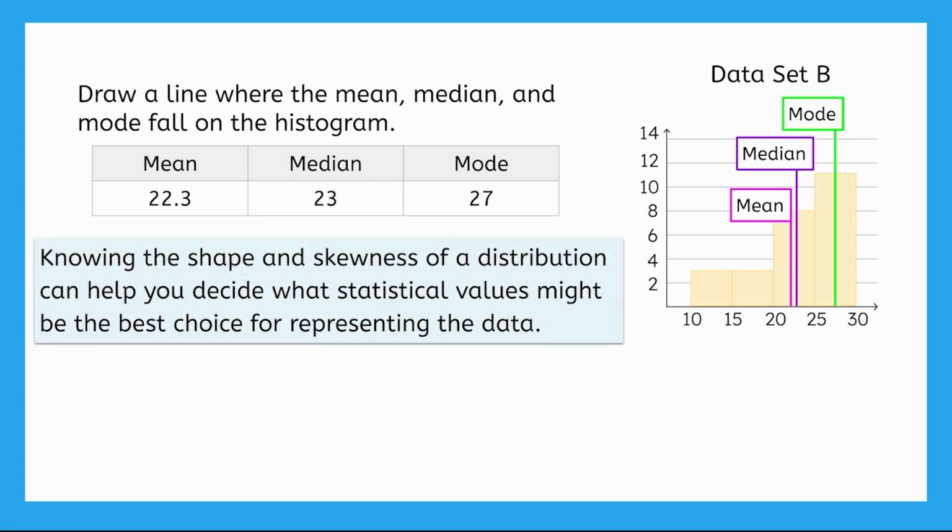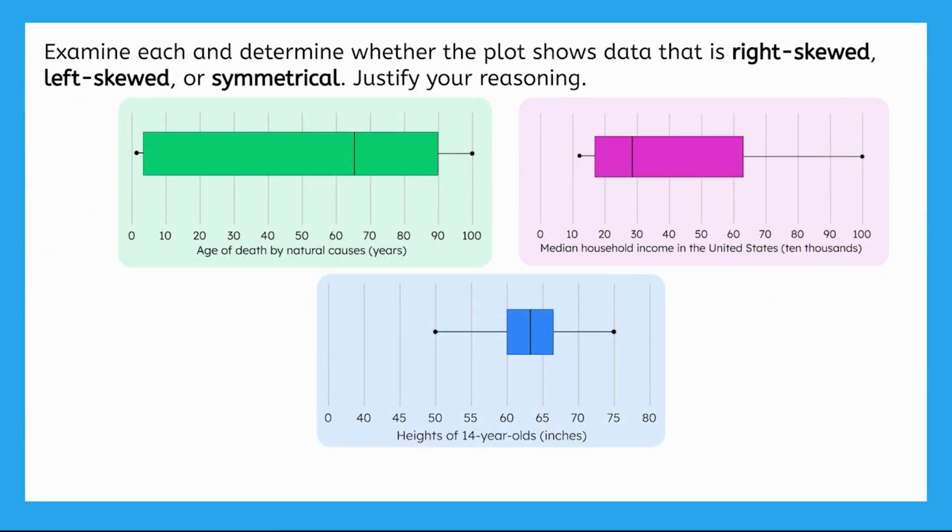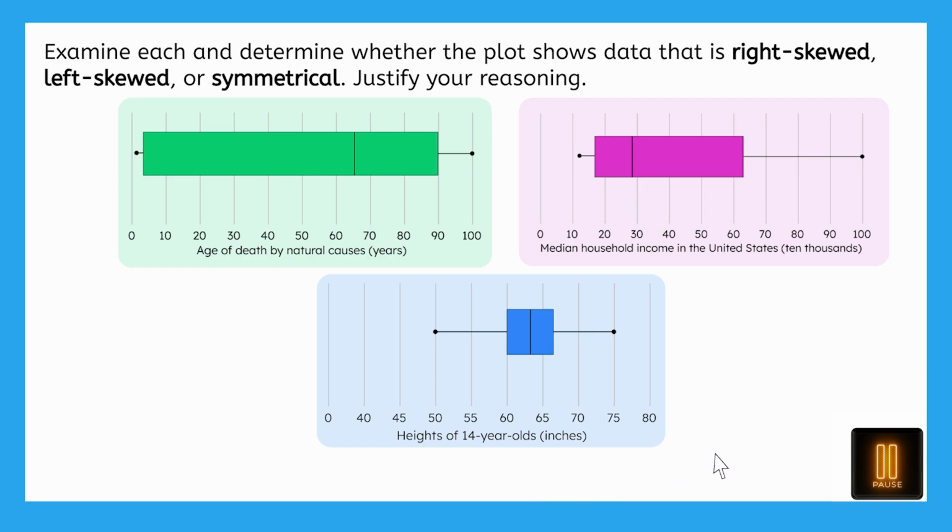Knowing the shape and skewness of a distribution can help you decide what statistical values might be the best choice for representing the data. But can we only see skewness in a histogram? No! Let's look at one last example in which we can examine skewness of distributions in box and whisker plots. Each of the box plots displays a set of data. Examine each and determine whether the plot shows data that is right-skewed, left-skewed, or symmetrical. Justify your reasoning. Pause the video now.